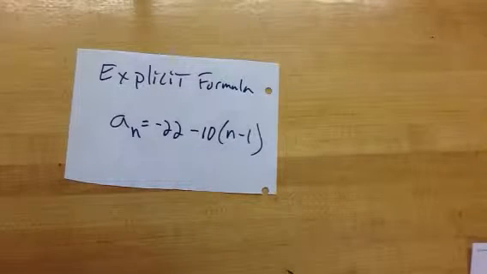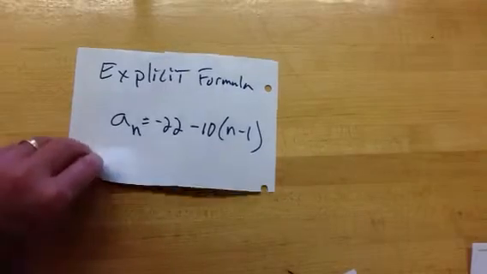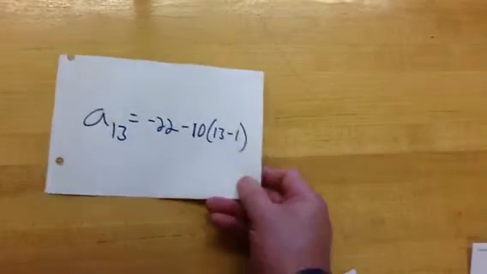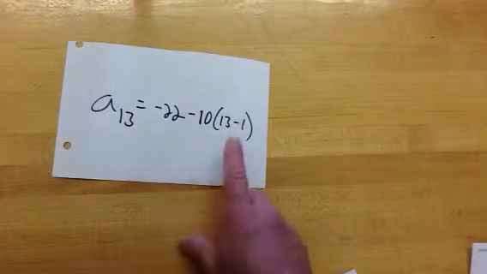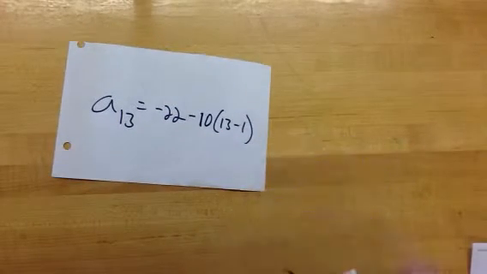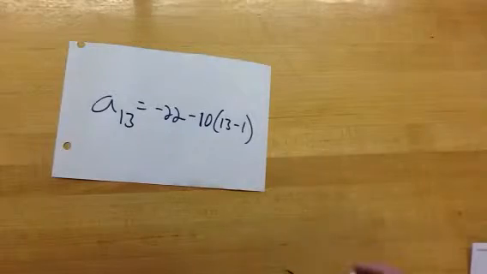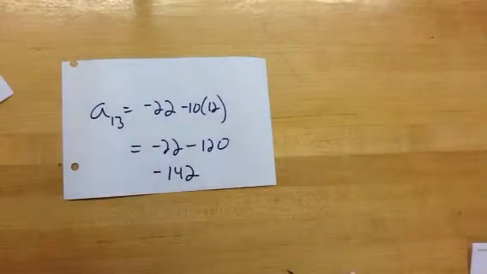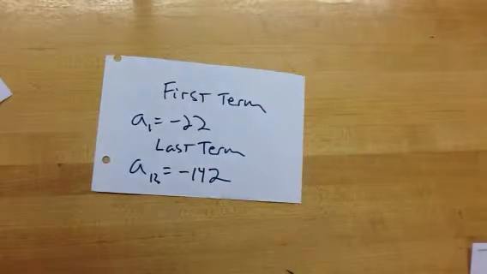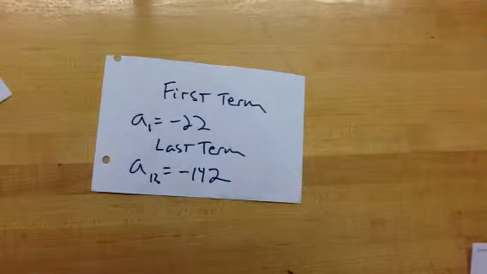Now, since they're asking me to work with the first 13 terms, I guess I need to know what the 13th term is. So I used my explicit formula. I said n was 13. I replaced n with 13. I started to do this calculation, and I came up with the 13th term was negative 142. Okay, so that tells me the first term was negative 22, the last term was negative 142.